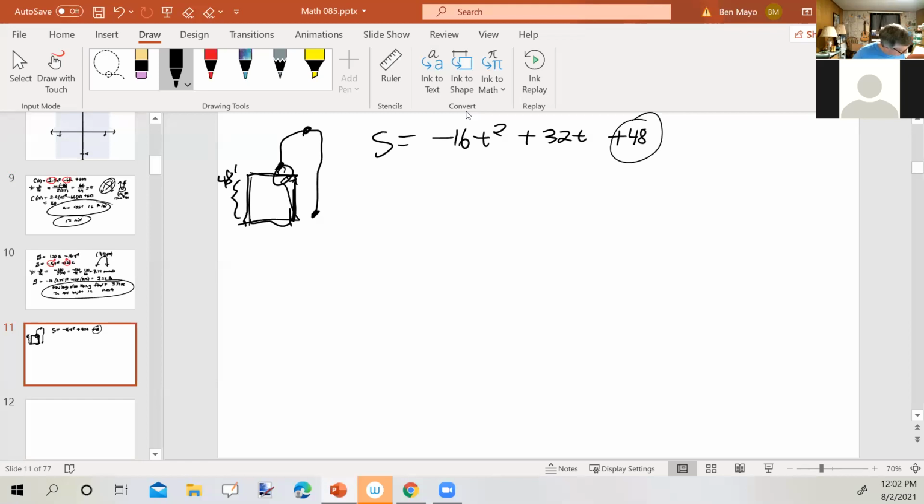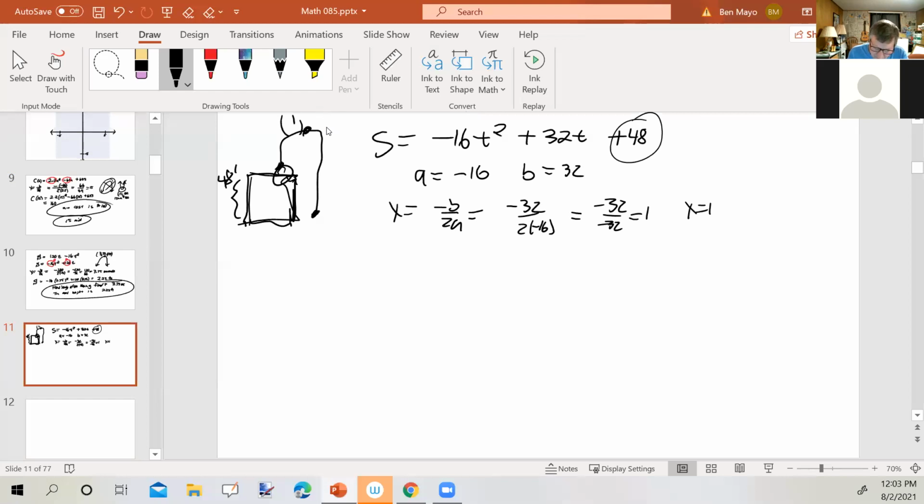Okay, now, but what do they want? They want to know, let's find it again, the maximum height and the time it takes for the ball to reach the ground. We've got a second degree equation. It's in standard form. a is negative 16, b is 32. So x equals negative b over 2a is negative 32 over 2 times negative 16, which is negative 32 over negative 32, which is 1. So x equals 1 would be the x value of the vertex. That's the time it takes to reach the top, right? Because technically it's really t equals 1 second.